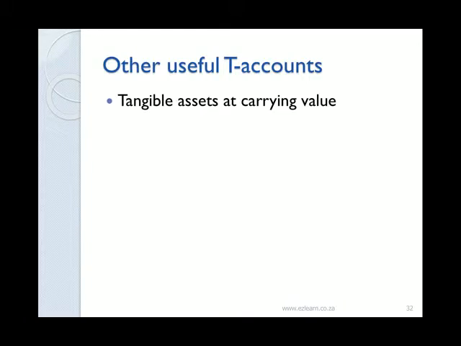Other useful T accounts that you would need to use would be tangible assets at carrying value. We don't usually show tangible assets at carrying value. Instead, we have a cost account and we have an accumulated depreciation account. However, we can calculate the two together by showing a total tangible assets account, which is very useful for working out either the amount of assets that were bought or the selling price of items that were sold.